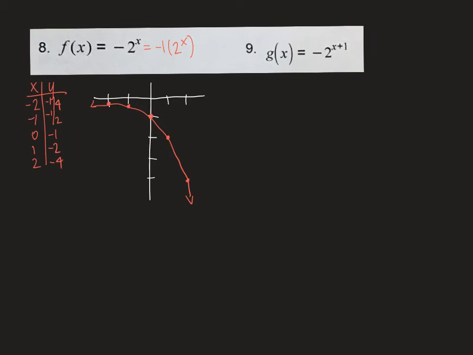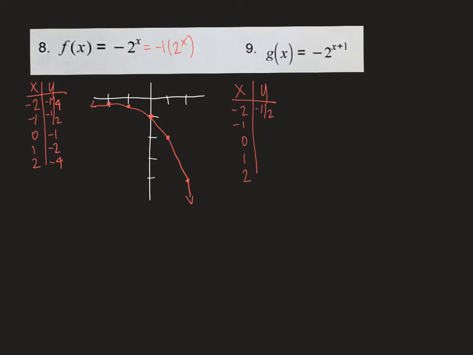It's up to you if you want to try it on your own or if you want to watch one more time, but we're doing the same thing. You can change your x values if you want. I'm going to go ahead and just leave mine the same. So when we plug in negative 2, plus 1 is negative 1. 2 to the negative first is 1/2, times the negative gives me negative 1/2.